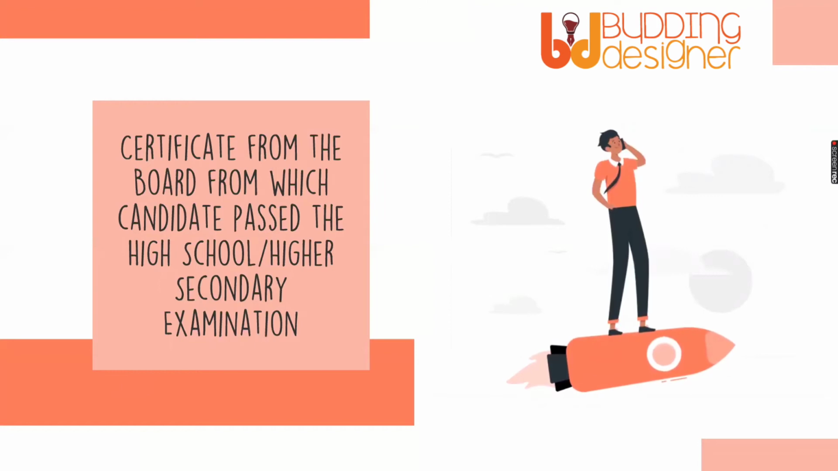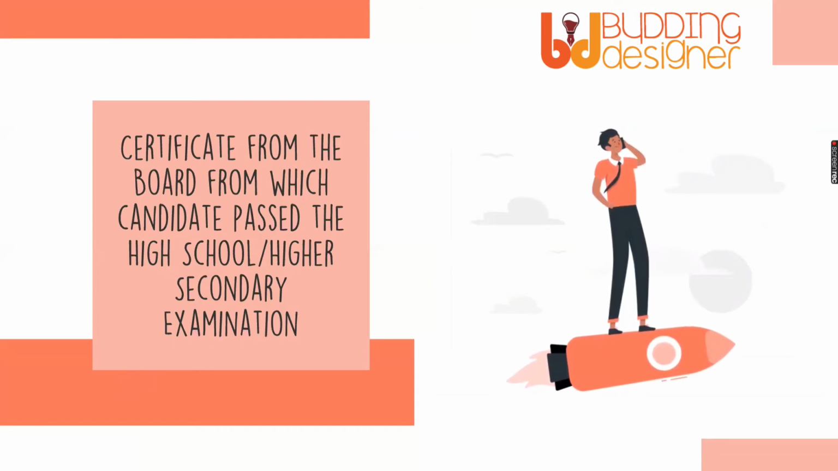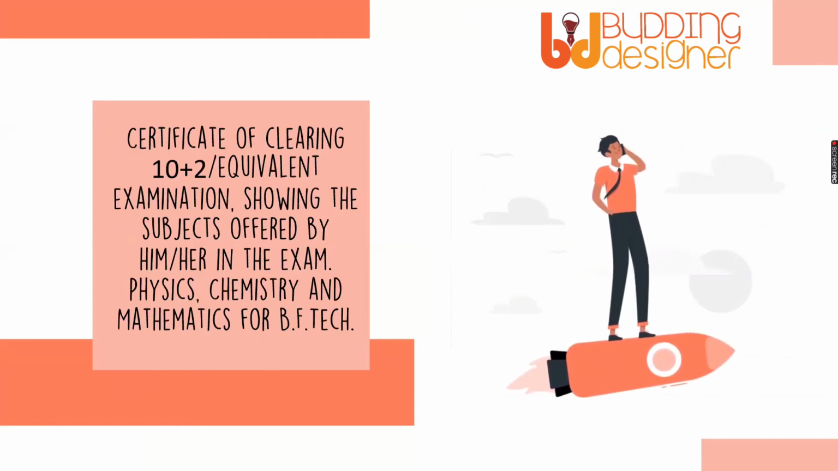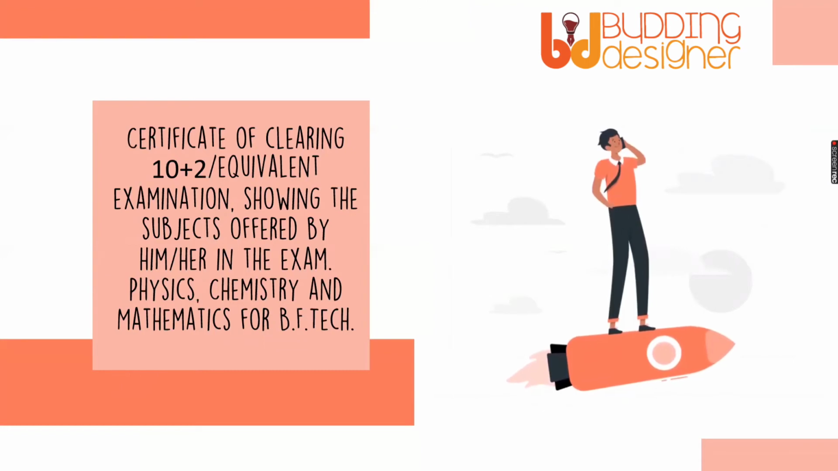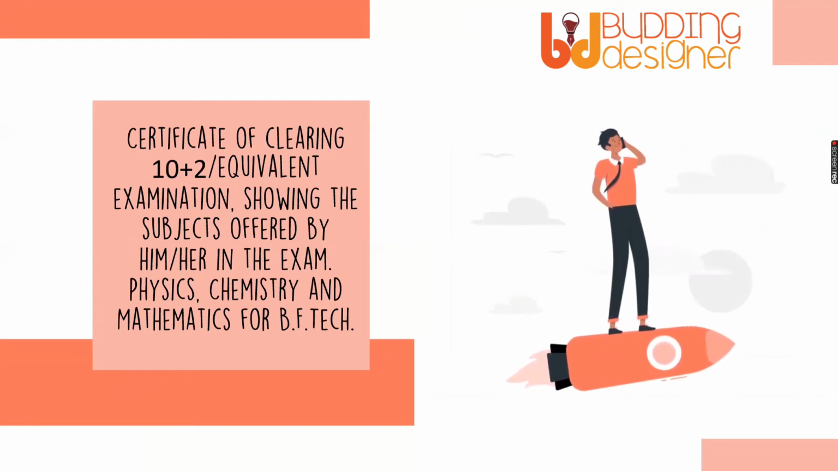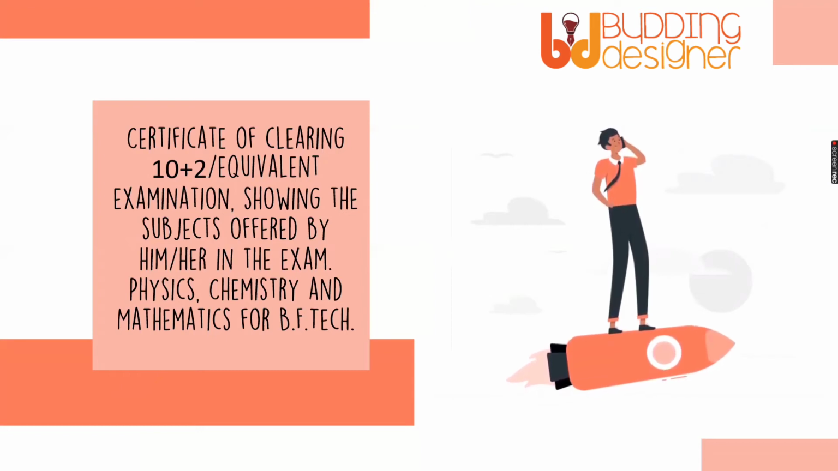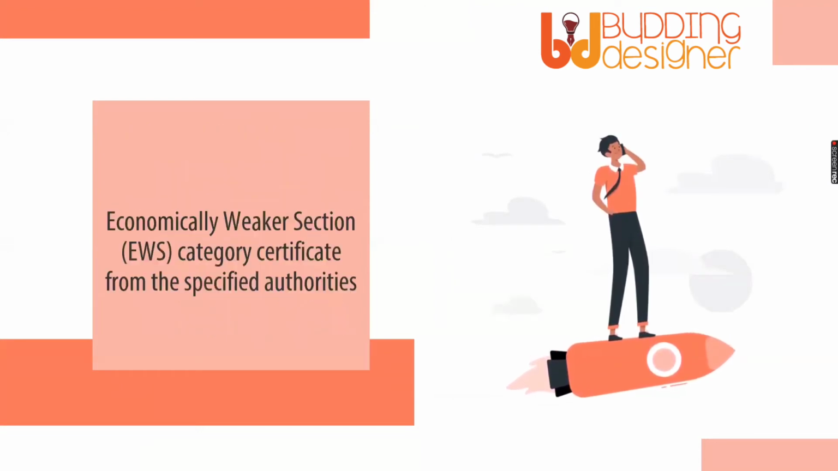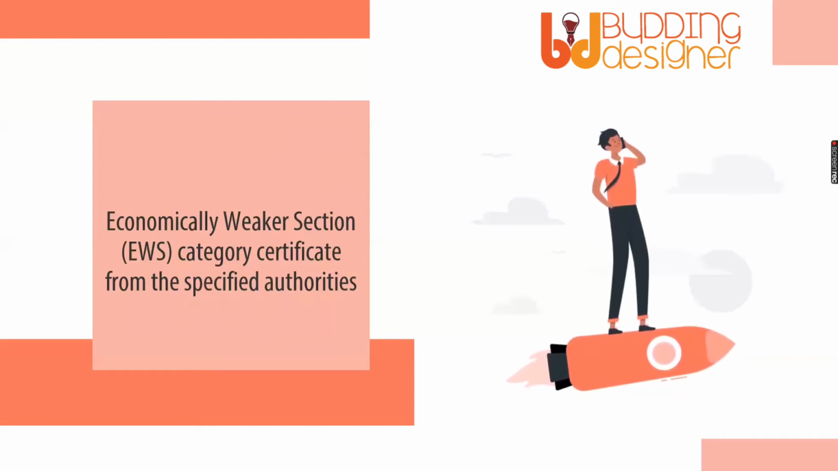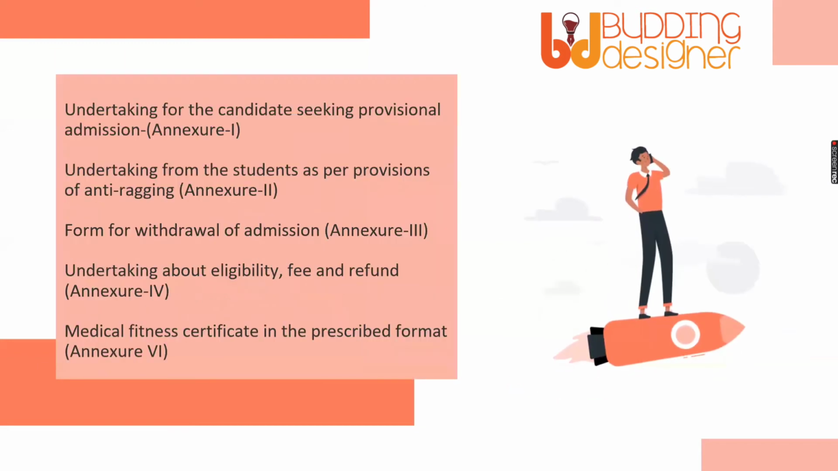A certificate from the board from which the candidate passed their high school, higher secondary education examination is required. A certificate of clearing 10+2 or equivalent examination showing the subjects offered by him or her in the exam, physics, chemistry, and mathematics, for the Bachelor of Fashion Technology program. Economically weaker section, EWS category certificate from the specified authorities. Undertaking from the candidate, Annexure 1, is required.